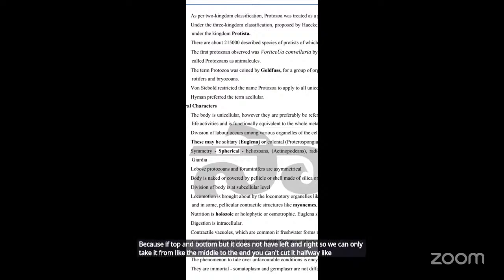We also have some examples that are asymmetrical, that if you cut them in half, they won't be equal. No matter how you do it, one side will either be bigger or a different shape, like the lobose protozoans and the foraminifers.